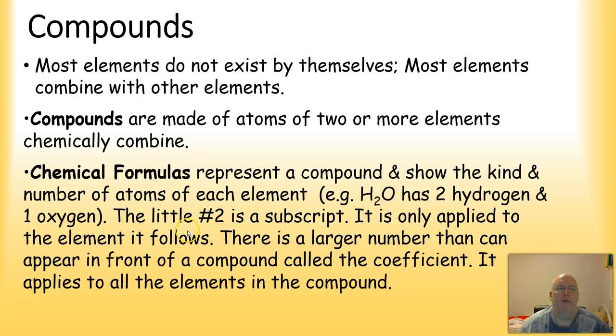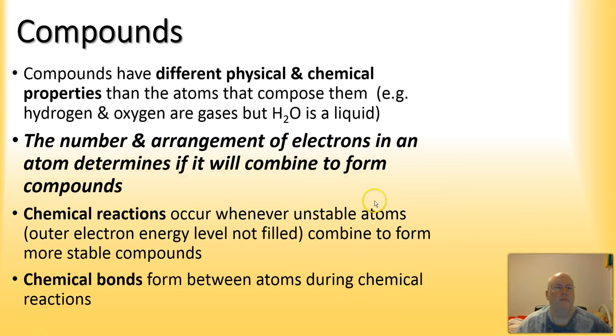The little 2 is a subscript, and any subscript applies to just the element that it's to the right of. For example, this 2 is to the right of the H. This 2 only applies to the H, not to the O. There is a second number which can be written in front of the molecule, a large number called the coefficient, and it applies to everything in the compound. When we start balancing equations, we'll come back to that and explore it further.